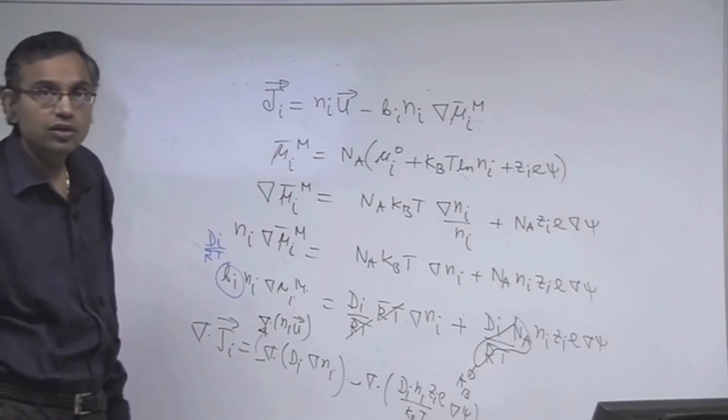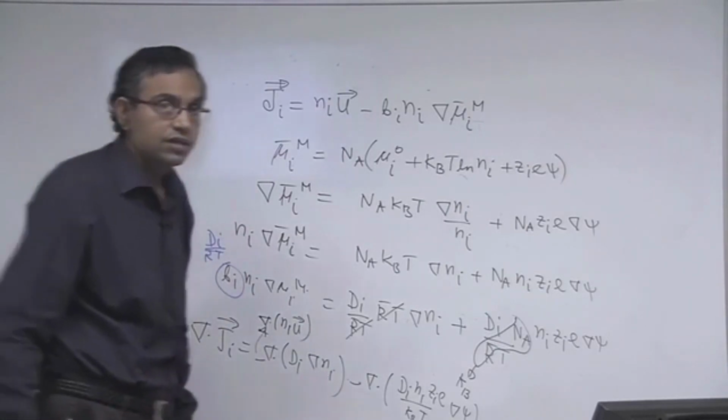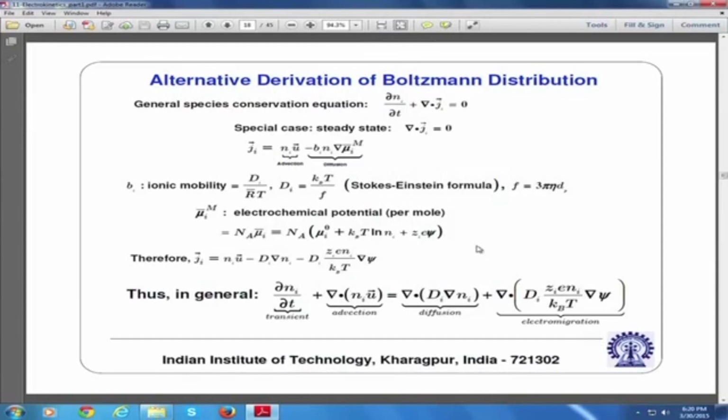So how do they look? Let us go to the slides. So you have del Ni del t plus del dot Ni u, this is the transient term, this is the advection term, del dot Di del Ni plus del dot Di Zi e Ni by Kb T grad psi, this is diffusion and this is electromigration. Okay.